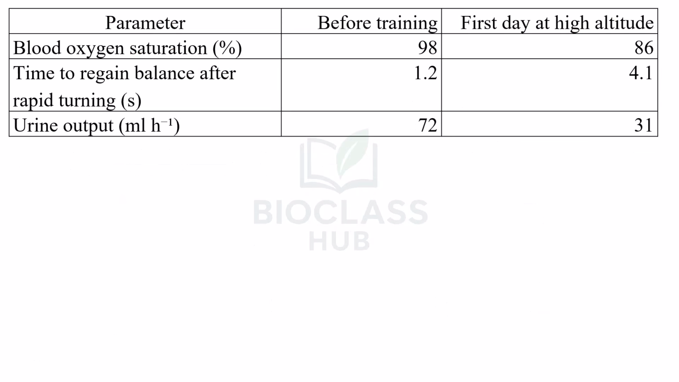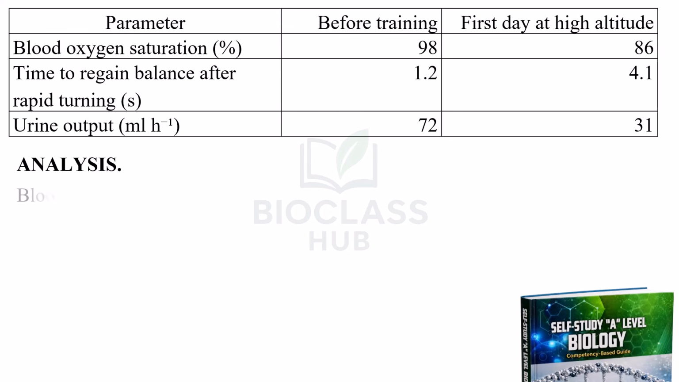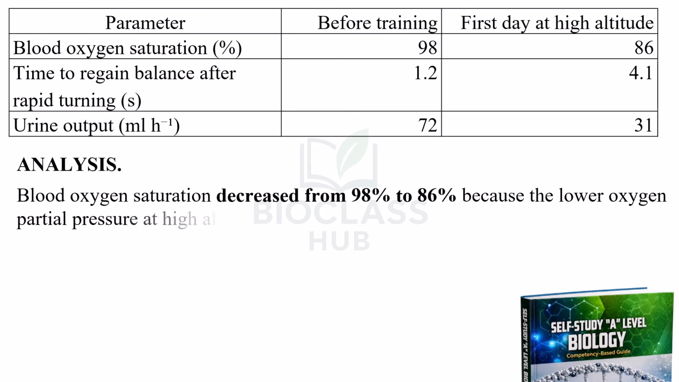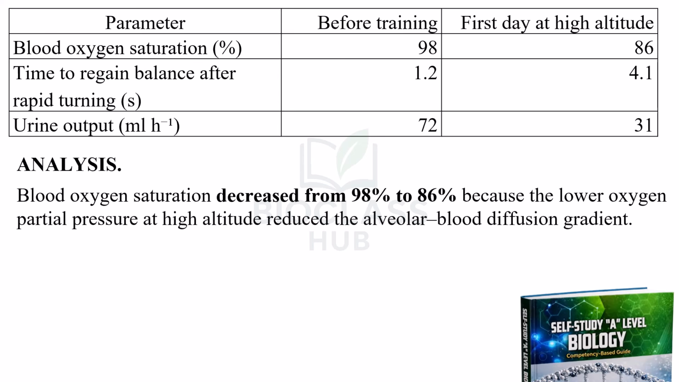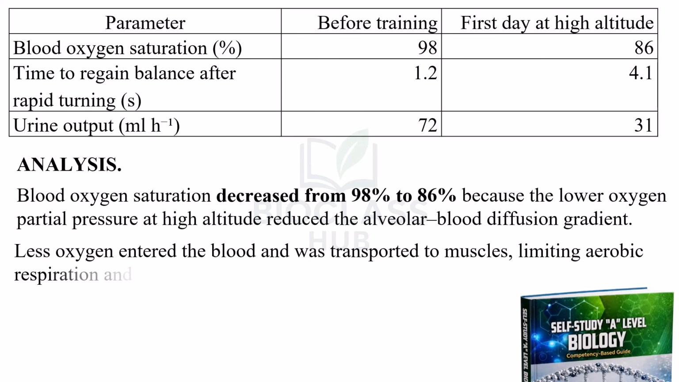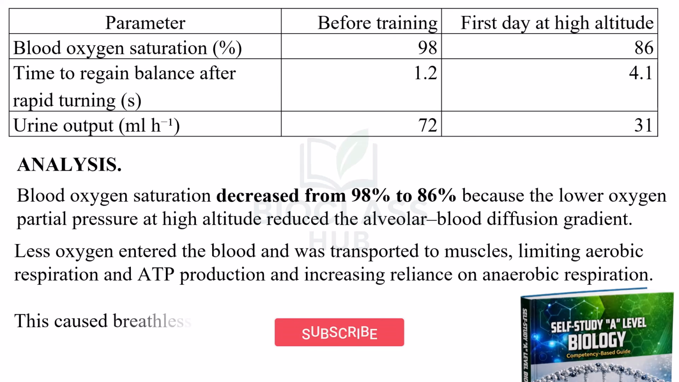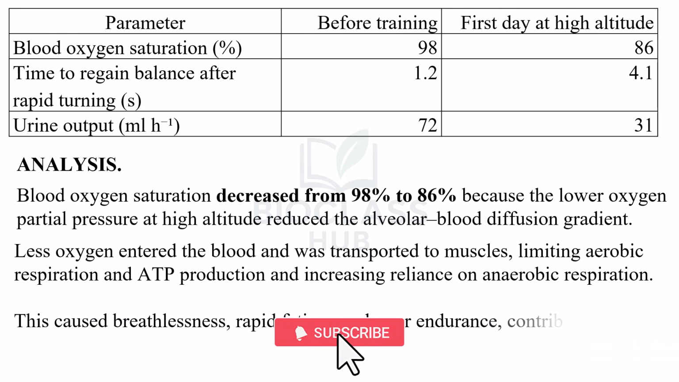Let us go through the response. Analysis. Let us start with oxygen. Blood oxygen saturation decreased from 98% to 86% because the lower oxygen partial pressure at high altitude reduced the alveolar blood diffusion gradient. Less oxygen entered the blood and was transported to muscles, limiting aerobic respiration and ATP production and increasing reliance on anaerobic respiration. This caused breathlessness, rapid fatigue, and poor endurance, contributing to failure to complete training.